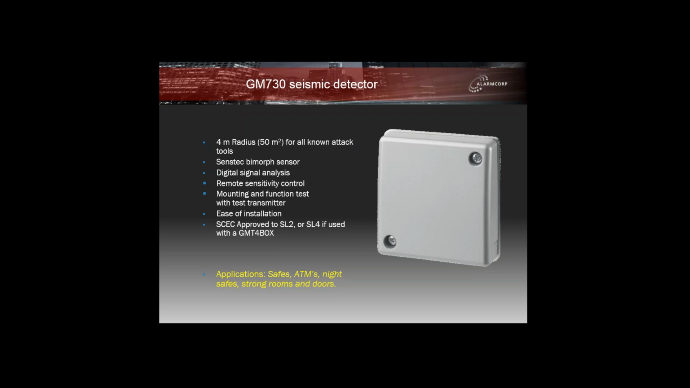of the GM730. As we've previously said, it has a 4-metre radius for detection. It uses the patented SenseTech biomorph sensor that Siemens have used for many, many years. All the detectors have got digital signal analysis. They all have the ability to have a remote sensitivity control. That is, there's an input on the seismic that allows you, if you put a voltage on it, to reduce the sensitivity of the detector by about 1/5.